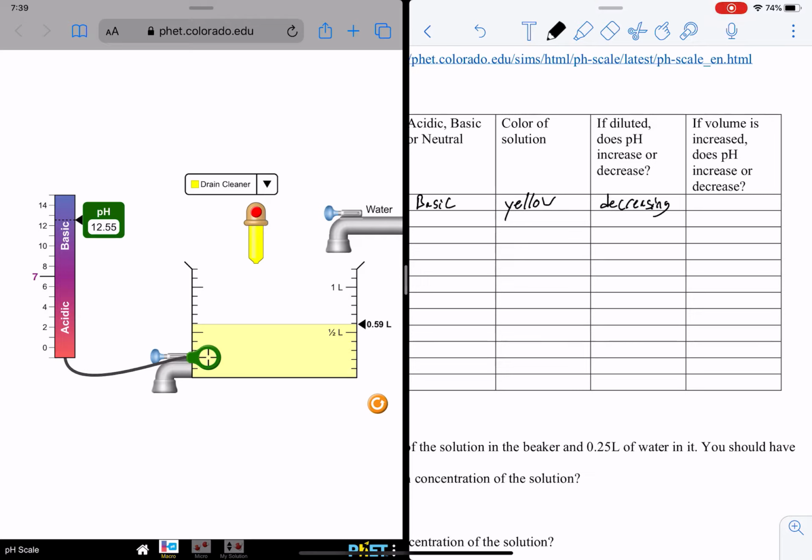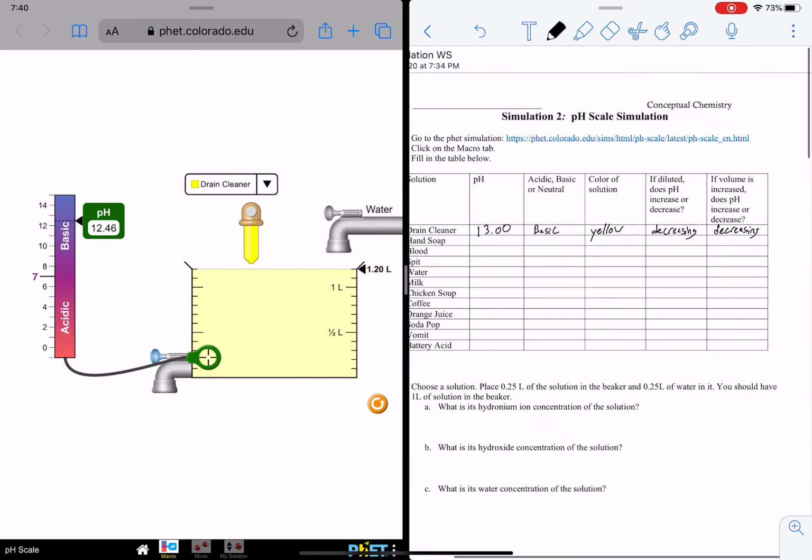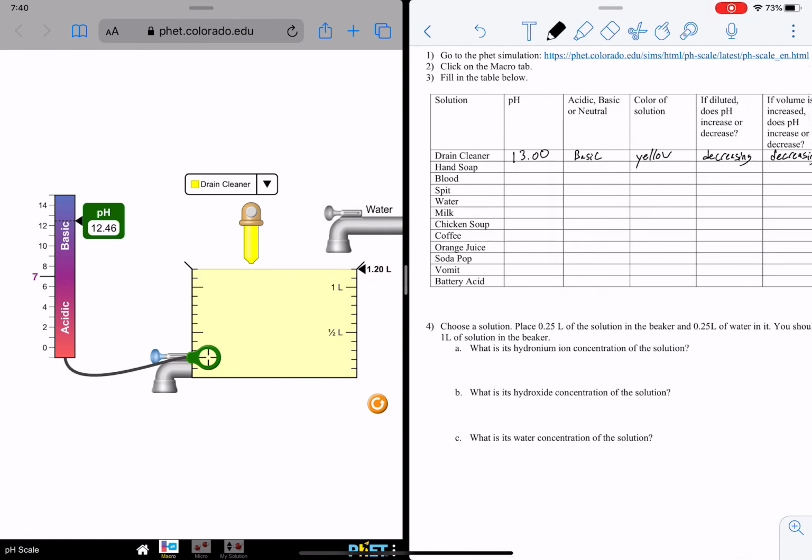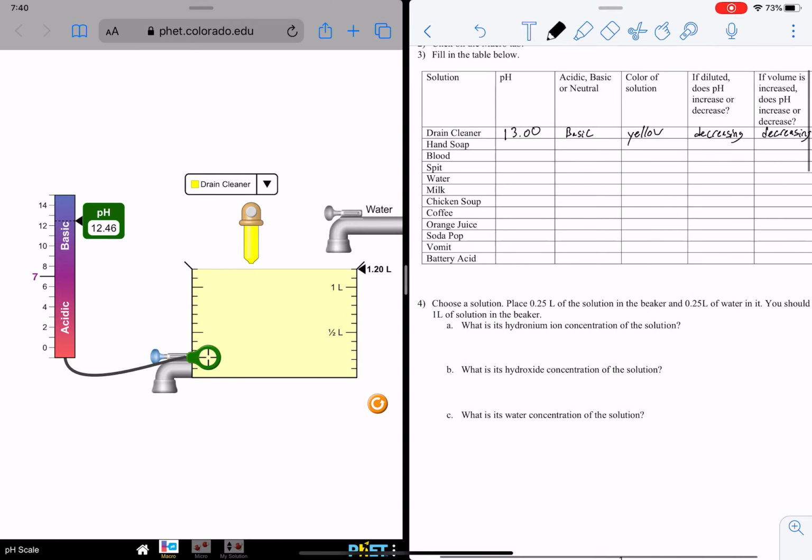Volume is how much solution we have in our beaker. If we add more, it really depends: if we add more water, we're decreasing it; if we add more of the solution, we would increase it. For these purposes, we're going to assume it's talking about water, and that would be decreasing. So you're going to do this for all of them, measuring the pH and the color of the solution.